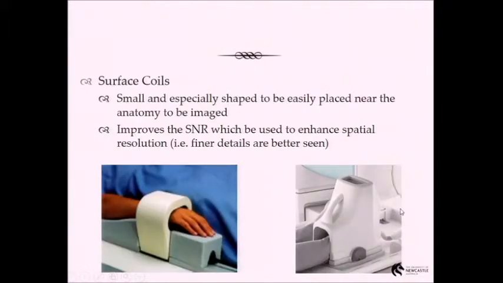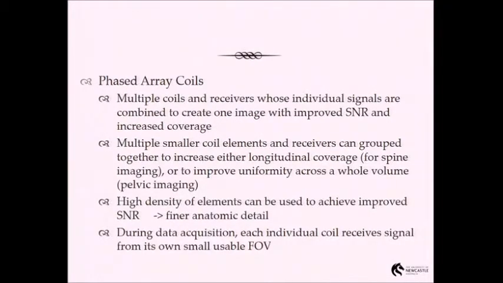And as I said, you have specialised surface coils. They're specially shaped and easily placed to the anatomy. So here you can see a wrist coil. Here you can see an ankle coil, ankle and foot. So the smaller shaped coils are placed closer to the anatomy so that you collect as much signal as you can, and they improve the SNR. And anytime you've got high signal to noise ratio, you can use that to get finer detail, nice high spatial resolution. As I said, phased array coils are now probably the predominant technology.